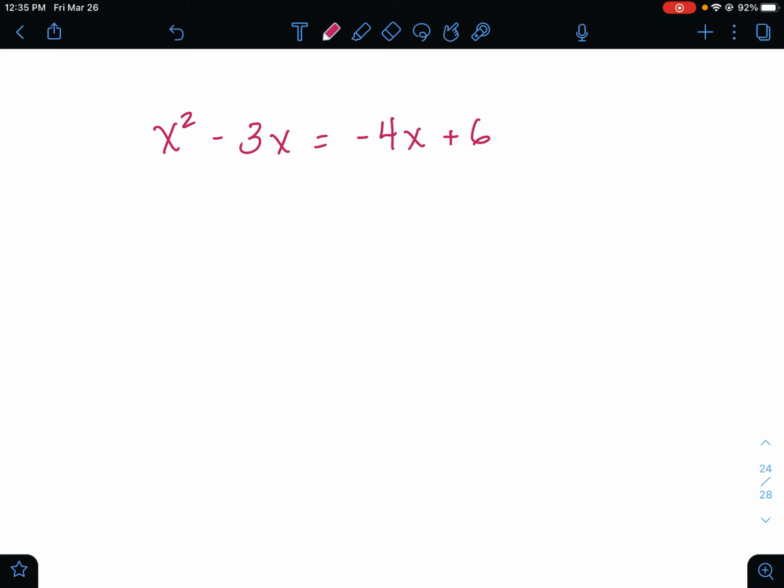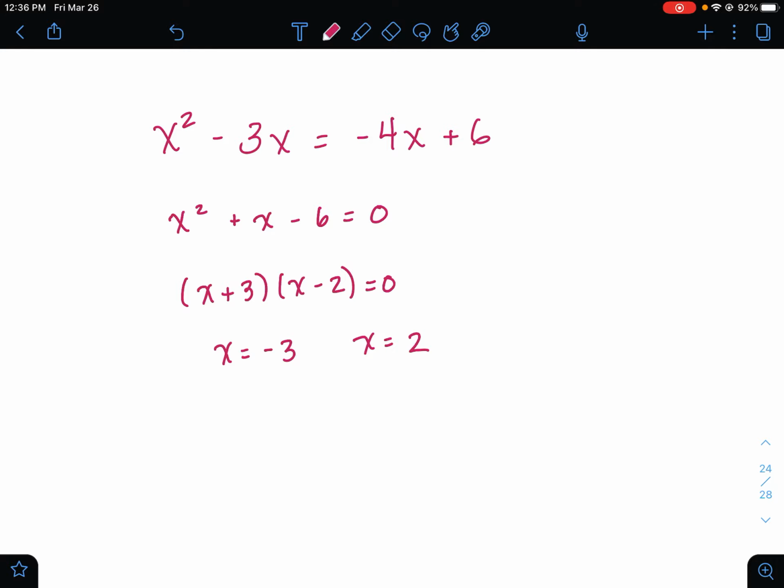So it is quadratic, so I'm going to add 4x to both sides. So I get x squared, negative 3x plus 4x is a positive 1x, minus 6 equals 0. We're going to factor this. This factors into x plus 3 times x minus 2. Set each of these equal to 0. So x is going to equal negative 3, and x is going to equal positive 2.